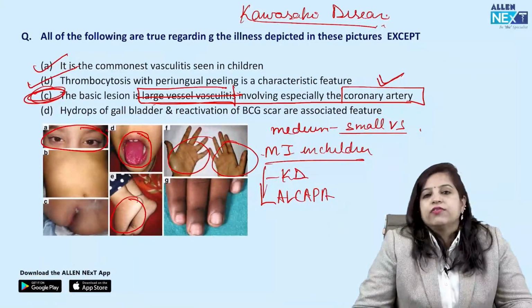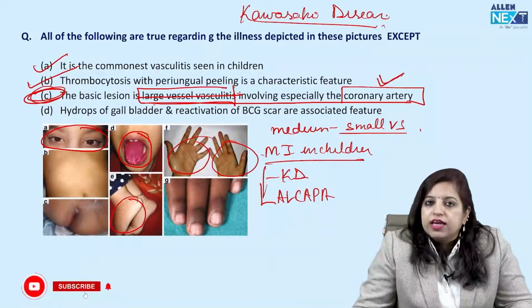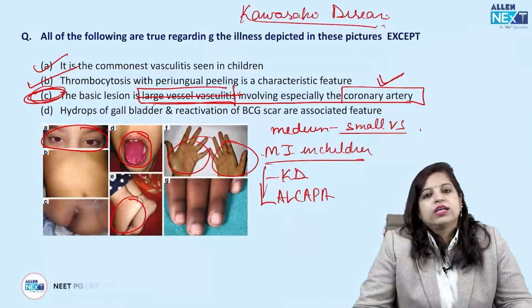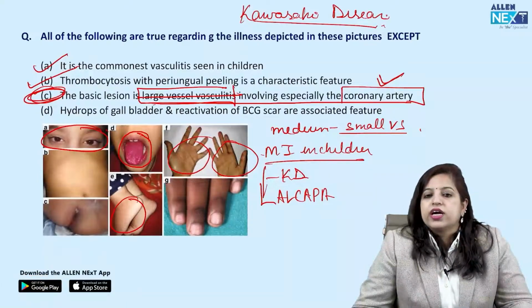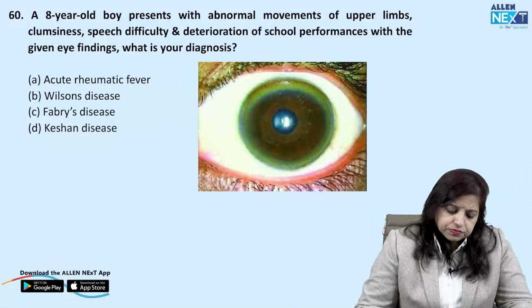In KD, therefore, we have to start the anti-inflammatory therapy in form of first giving IVIG and then following it up with aspirin therapy, right? So that has to be given to prevent the occurrence of giant coronary artery aneurysms, right? Okay, then let us move forward.